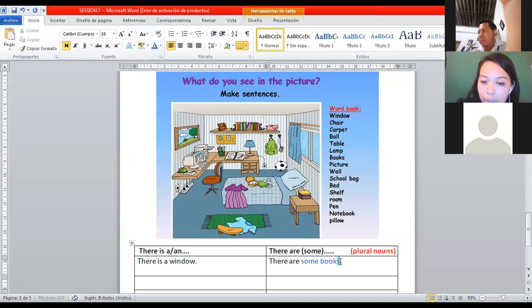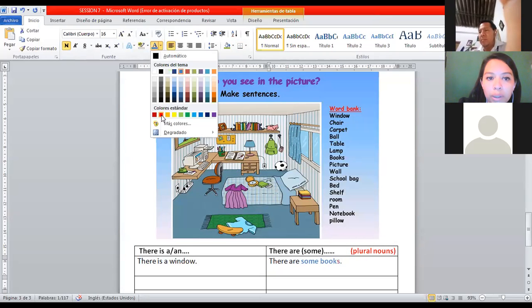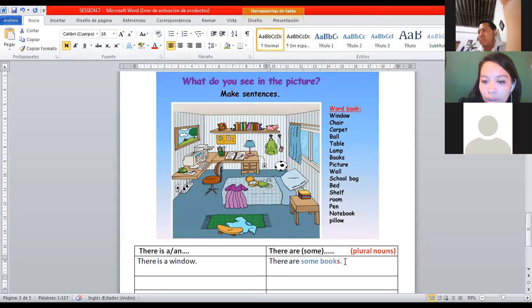Yeah, so this is plural. If you pay attention, it has a little S over there. I'm going to choose a different color so you can notice. There are some books. And of course, you can say the number, right? For example, there are 7 books. There are 10 books. But in this case, it is a little difficult. Es bien difícil que yo los cuente. So I say, there are some books. Hay algunos. And it's okay. It is fine. ¿Estamos bien? Are we okay, guys?